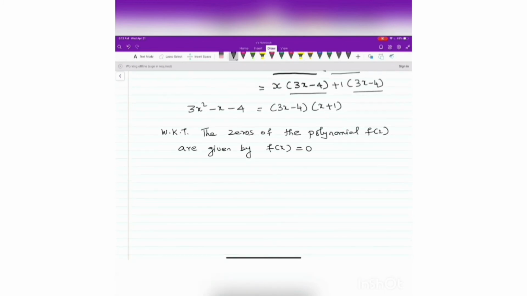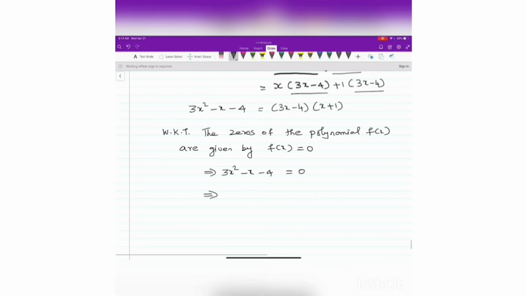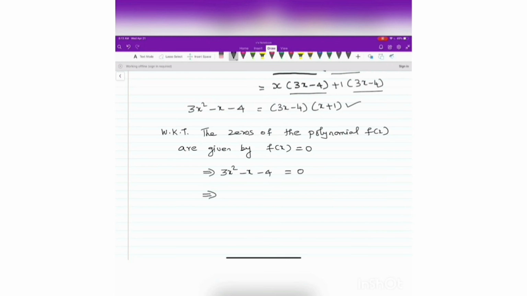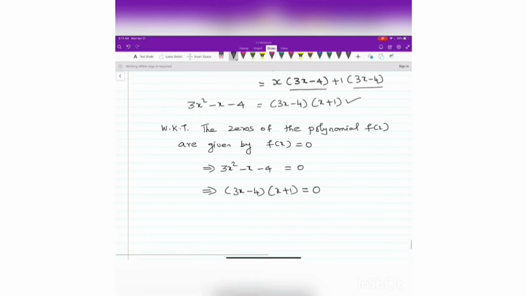This implies 3x square minus x minus 4 should be equal to 0. That is, I got 3x square minus x minus 4 as 3x minus 4 into x plus 1. So, 3x minus 4 into x plus 1 equal to 0.